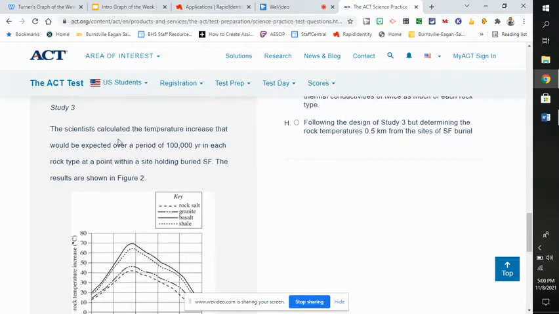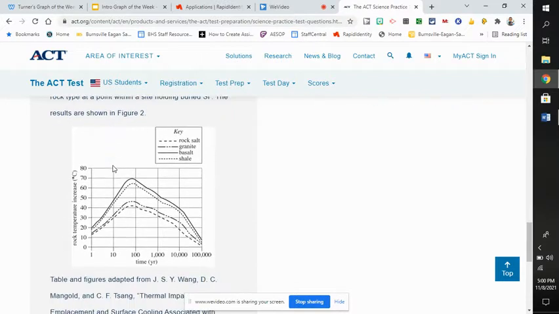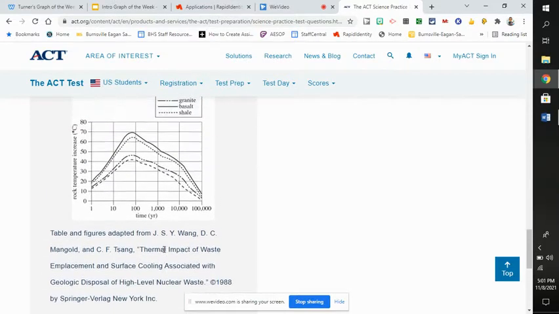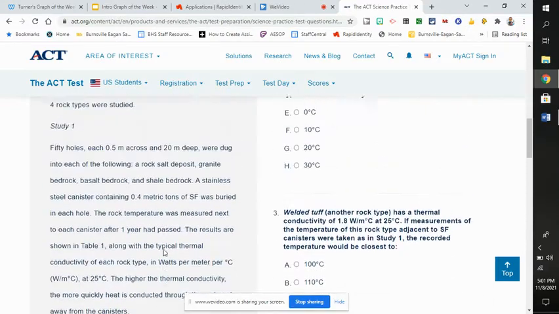And then it says in study 3, scientists calculated the temperature increase that would be expected over 100,000 years. And you can see the different rocks. The basalt is the solid line. The next one is the shale. The next one is granite. And the bottom one is rock salt. Okay. So, of all that information, then there's questions to answer.